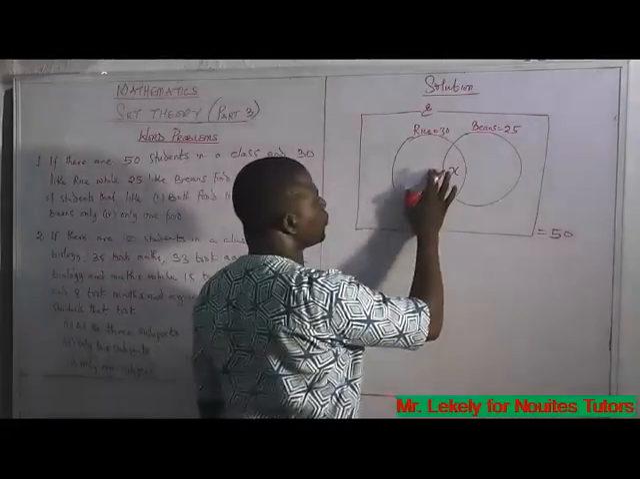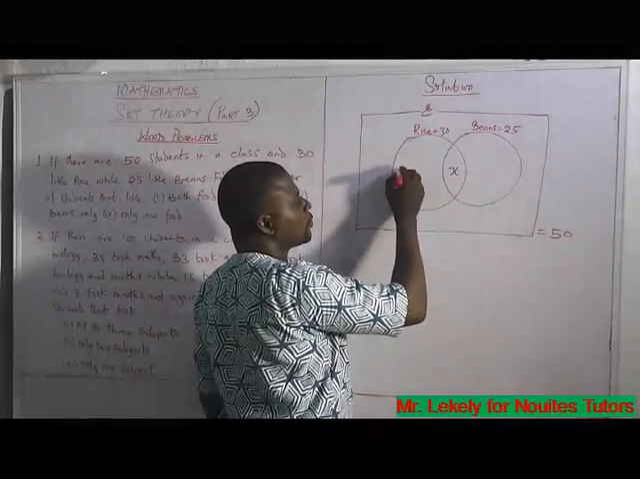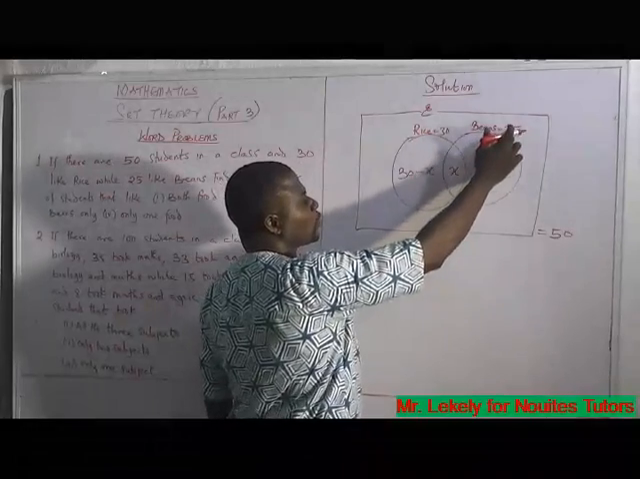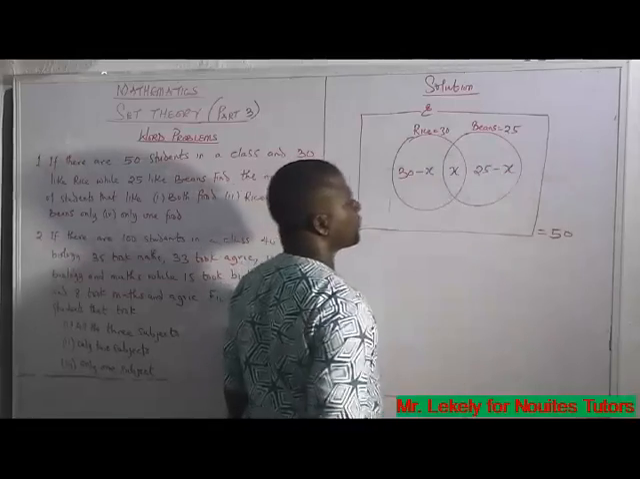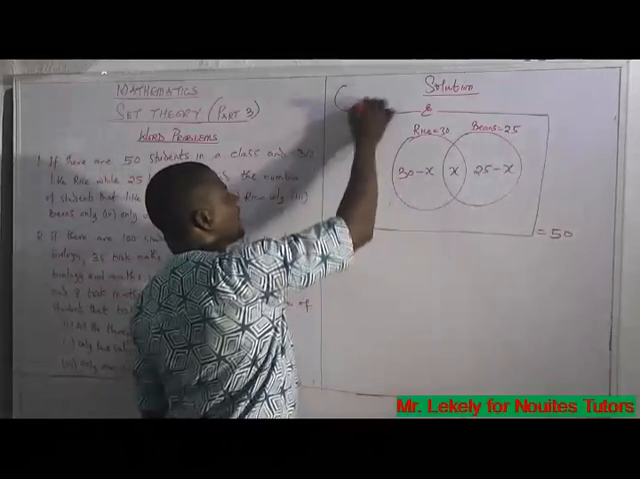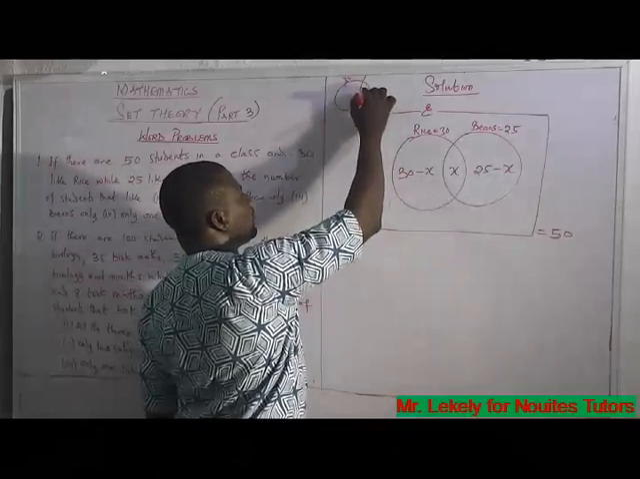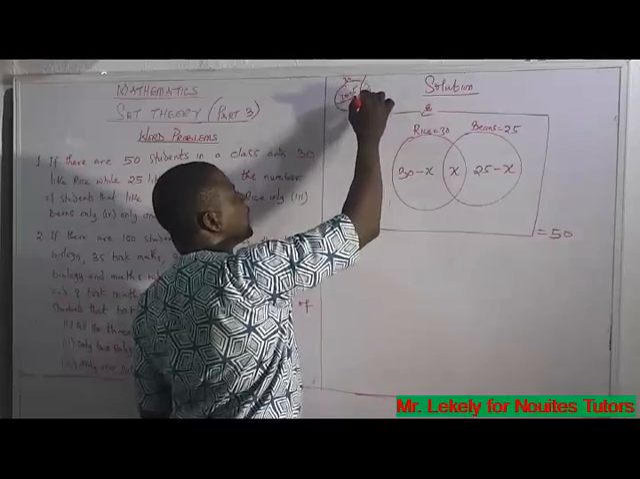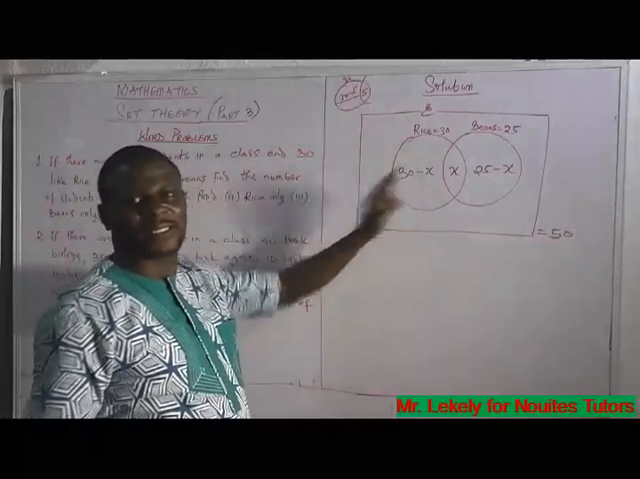Let's call it X. That means these people like rice, they also like beans, but we don't know the number. So for you to be able to get this place, you have to subtract this from this, so that it will be 30 minus X. For you to get this place, you have to subtract this from this. That will be 25 minus X. When you have an orange, and the orange is 30, and you cut out 5, the remaining part is 30 minus 5. So let's assume this 5 is X. That's why we are subtracting it.